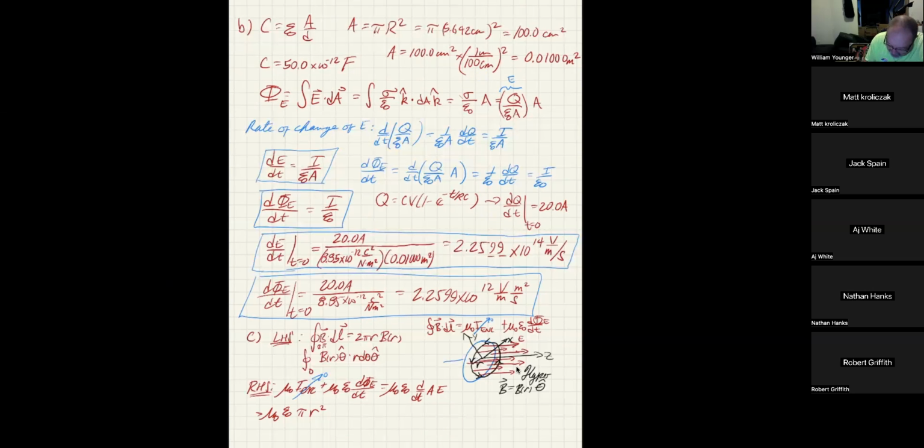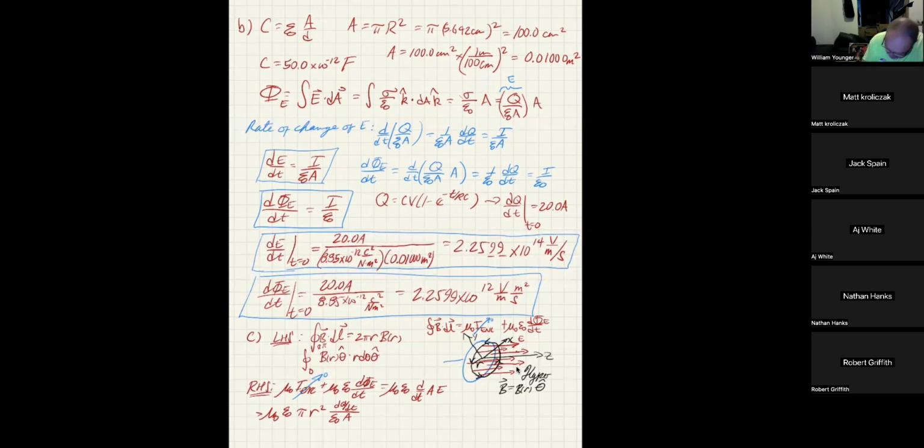And what we found dE dt was dq over dt over epsilon naught A, where A was, of course, the parallel plate area. So this is all for part C. Now, if we stick all this together, left-hand side equals right-hand side.